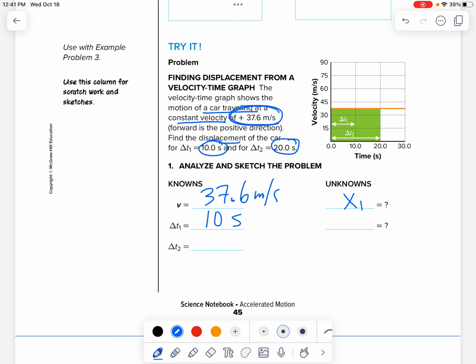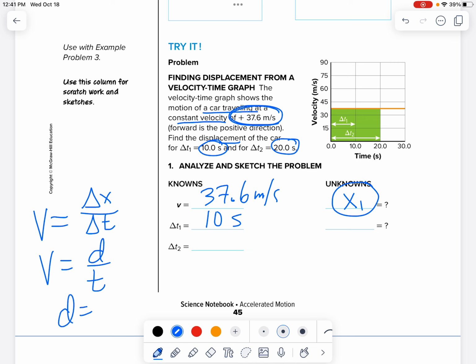Well, if I have velocity, time, and distance or displacement, that is this equation. Velocity equals change in displacement, or the distance, over the change in time. We've been kind of writing it just as distance over time. And if you want to find distance, then you're going to solve for distance. Distance is equal to velocity times time. So all I'm going to do here is for each of these times, I'm going to take the velocity times the time to find the distance. Distance is equal to velocity times time.